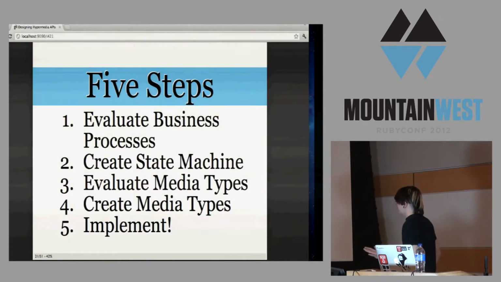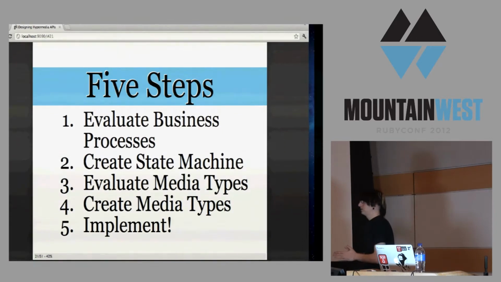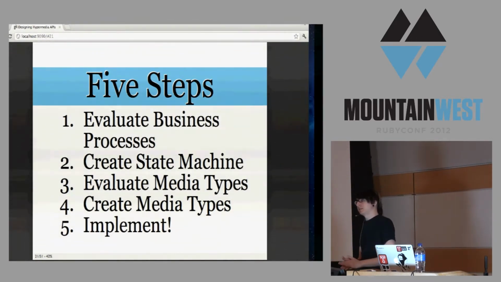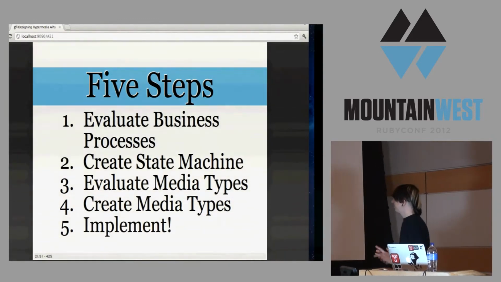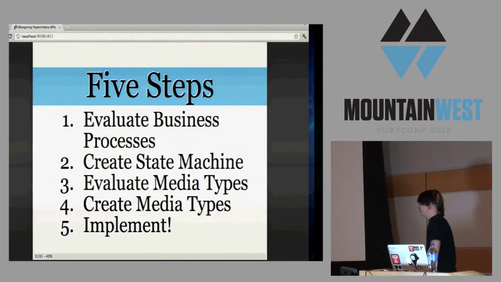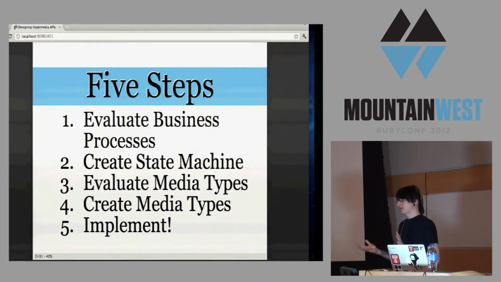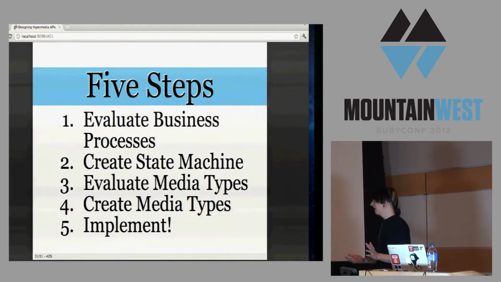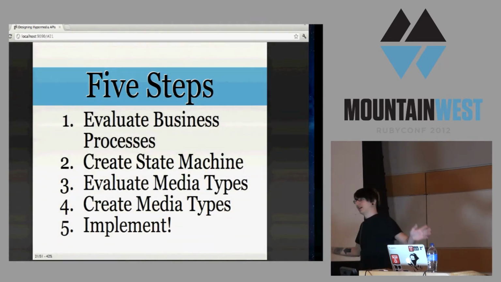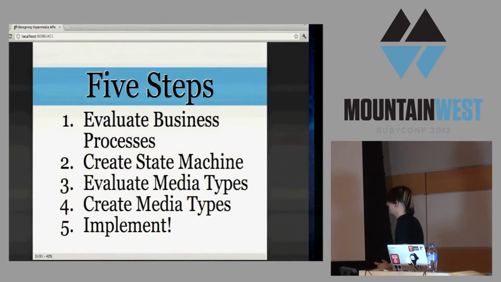So there's basically 5 steps. The first one is to evaluate your business processes. The second one is to create a state machine that represents those business processes. The third one is to evaluate your media type needs. The fourth one is to either create or pick an existing media type to use for your API. And the fifth one is the magical underpants gnome: implement it. Sort of hand-wavy, easy steps.